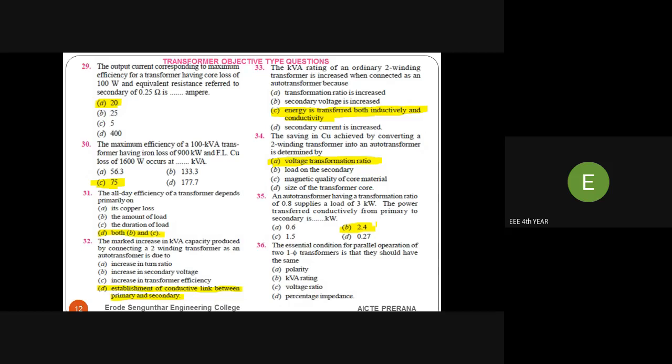The essential conditions for parallel operation of two single-phase transformers is that they should have the same: polarity, kVA rating, voltage ratio, percentage impedance. Polarity is the essential condition. It is the main point for parallel operation of two single-phase transformers. So polarity must be the same.